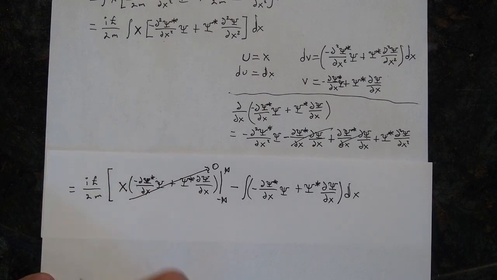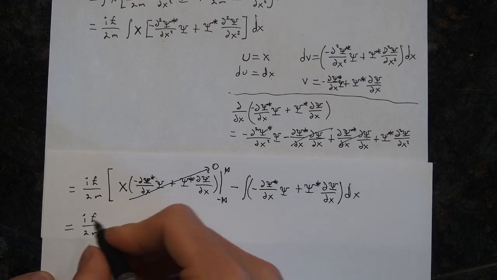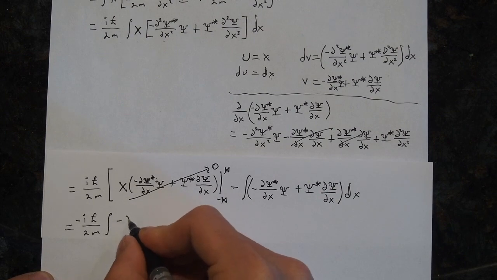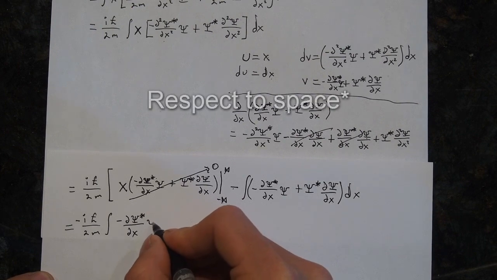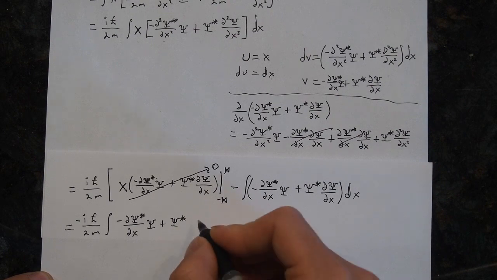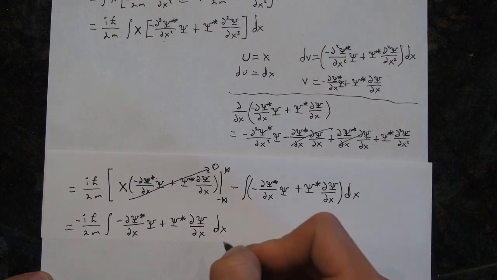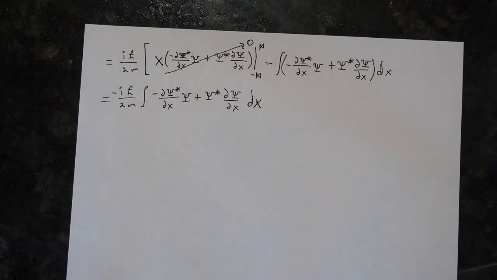So clearing that up, we're going to have i h bar over 2m, and I'm going to pull out this minus sign here, times the integral of minus the partial of the conjugate with respect to time times the original wave function, plus the original wave function times the partial of psi with respect to space, dx. I'm not going to put the brackets. Now we're almost done. As you can see, it's calmed down quite a bit. We really only have one more trick to do and we're done.